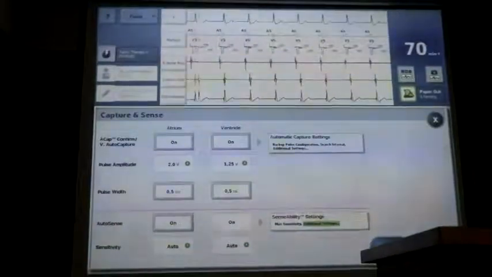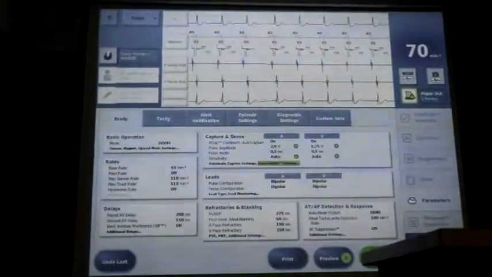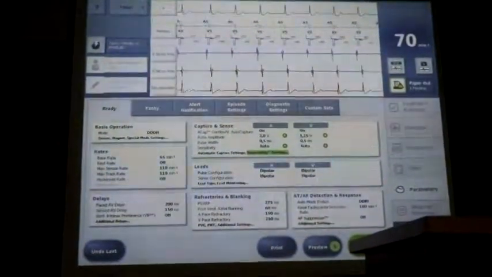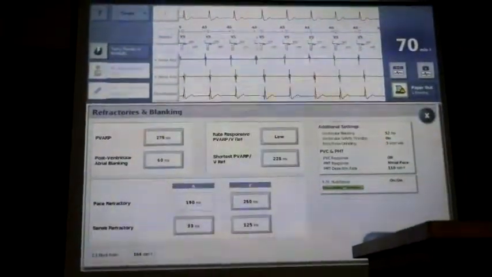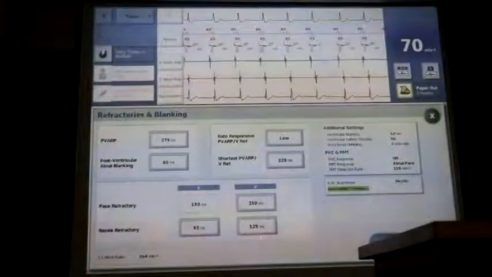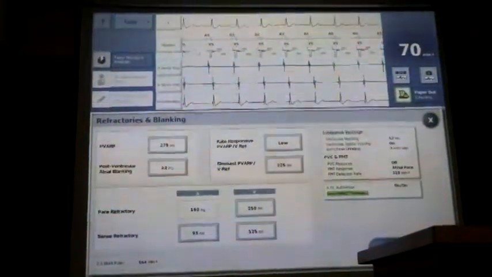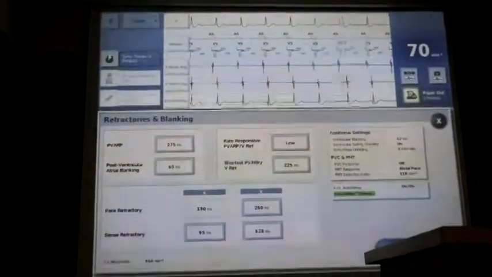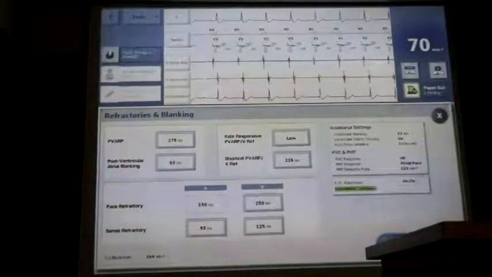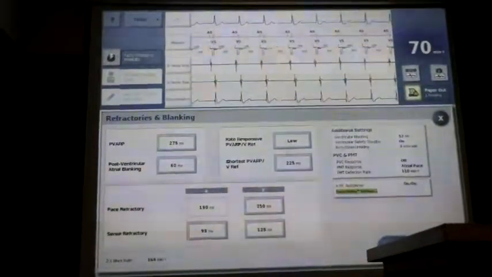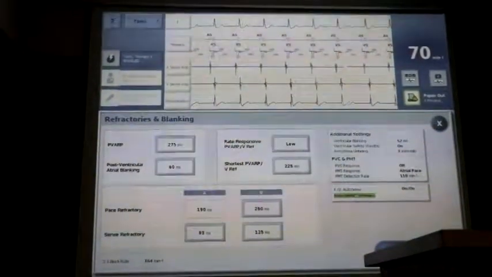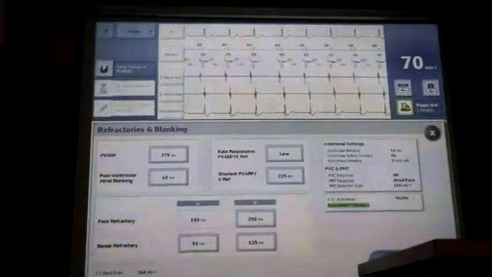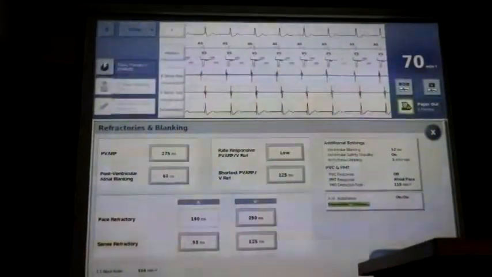The last thing is going back to the refractory period. The ventricular sense refractory period is under refractories and blanking. We can go in here, and then here is the sense refractory. They're much shorter than in the pacemaker. In a pacemaker, your sense refractory period is normally 250. In an ICD, it's really short, because if you have a sense refractory of 250 and in VF every signal hides the ventricular channel for 250 milliseconds, we wouldn't be able to detect VF. So 125 is nominal. We can change that.